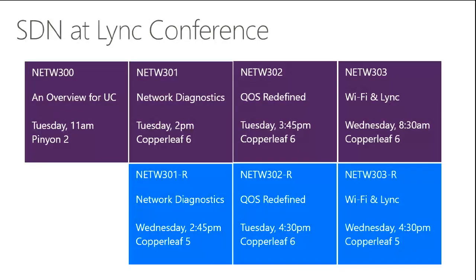So this is a 300 level session, and we're going to be getting into some technical topics. This is meant to be a survey of all the different things that we're doing with SDN, and we're going to talk a little bit about the APIs and some of the other things that are going on. And then from here, we actually have 3 deep dive sessions that are happening. One on diagnostics, one on QoS, and one specifically focused on Wi-Fi. And each of those 3 deep dive sessions are also repeated as well.